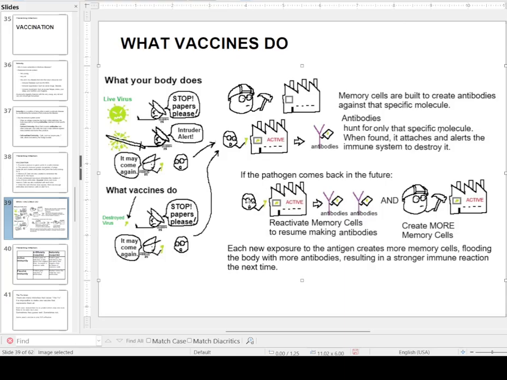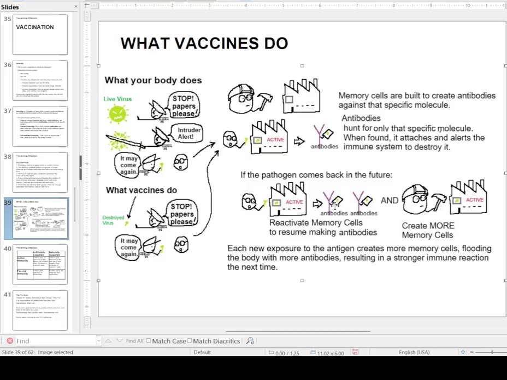And then this nerd comes over and matches the molecule with the pre-existing memory cell, and the memory cell says, I remember, those were the days when I used to make antibodies against that molecule. And the messenger says, no, it's today. We need you again. Go back online. So the memory cell starts churning out more antibodies.